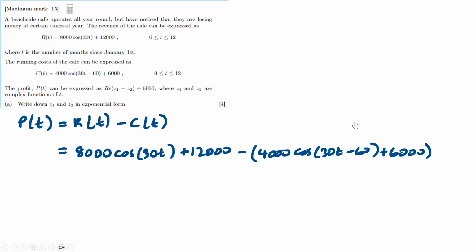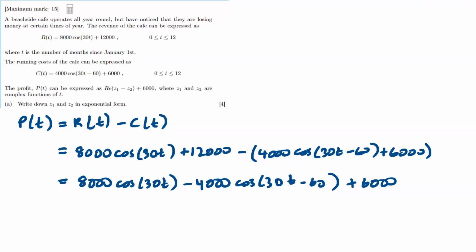What we would do now is expand our brackets, because we're subtracting everything inside the bracket. So noting here, we've got a plus 12,000 and then a minus 6,000. So we could simplify those two constant terms and write 8,000 multiplied by the cosine of 30t, minus 4,000 times the cosine of 30t minus 60, plus 6,000.